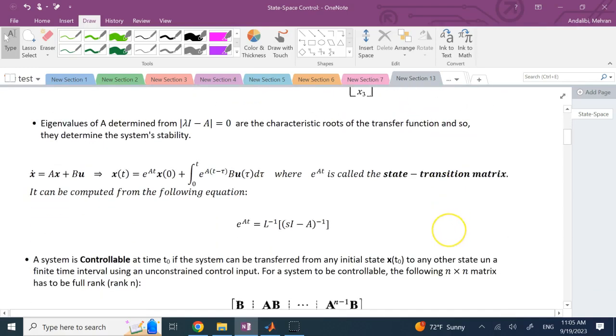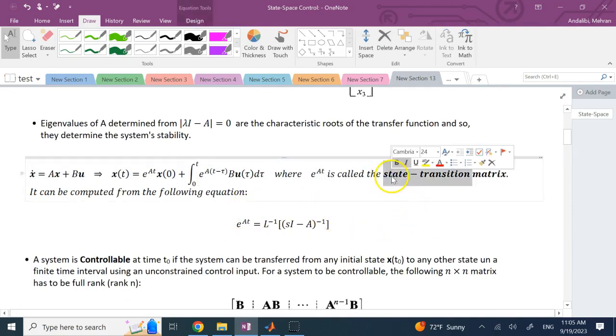Good. Another thing I need to tell you before I go to controllability and observability is the state transition matrix.